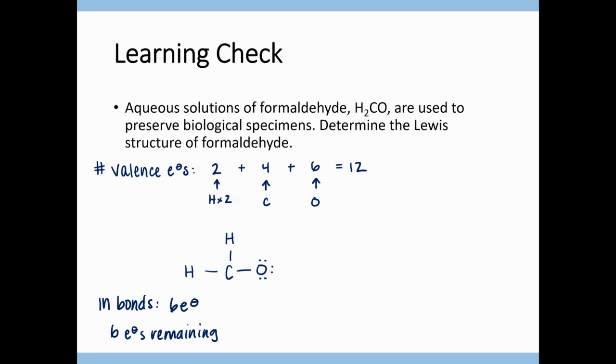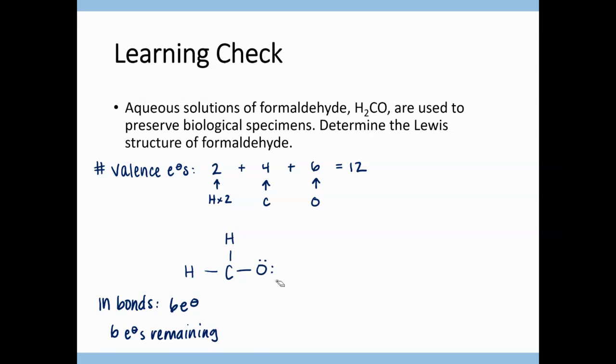But looking back here, carbon only has 3 bonds. It only has 6 electrons in its valence shell. So it will be most stable if it can have a 4th bond. And so we'll do what we looked at last time, which is moving one of the lone pairs from the oxygen to then create a double bond.